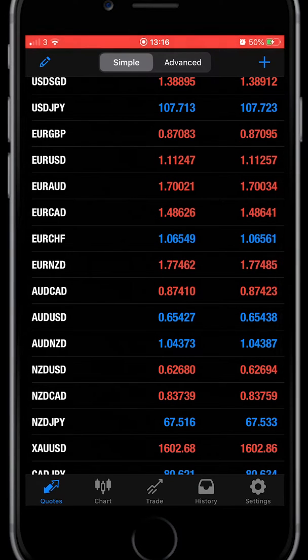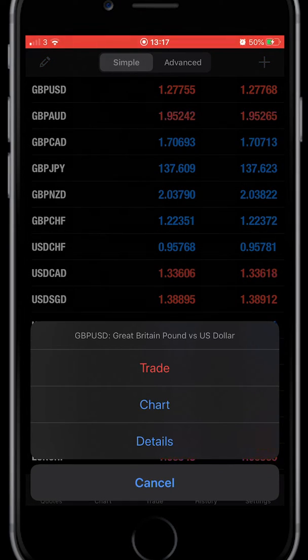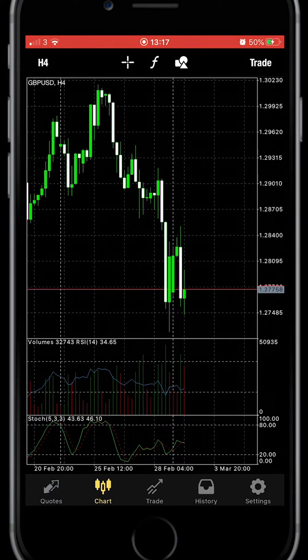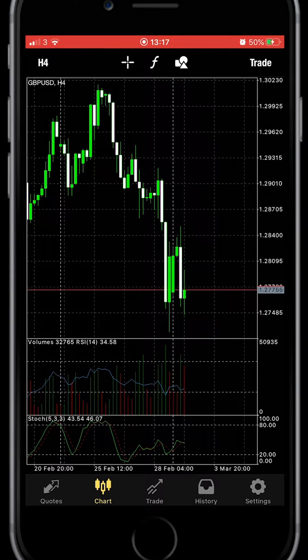Now I'm going to have a look and see which pair to trade. I'm going to choose GBP USD and we're going to click chart. So now having a look at the chart, we can see that there is some movement going on with the price of the actual currency pair. And this is showing how strong the Great British Pound is in comparison to the US dollar.